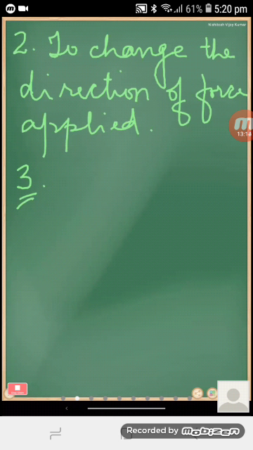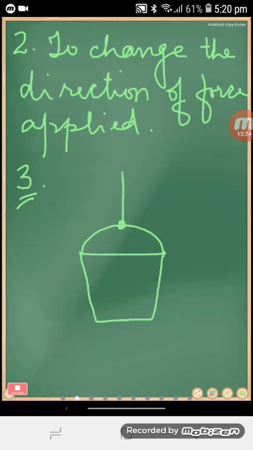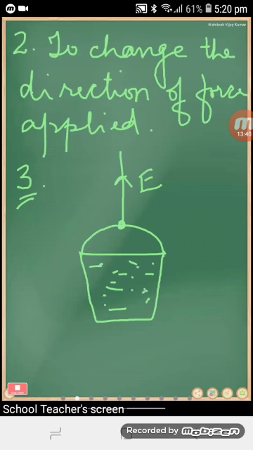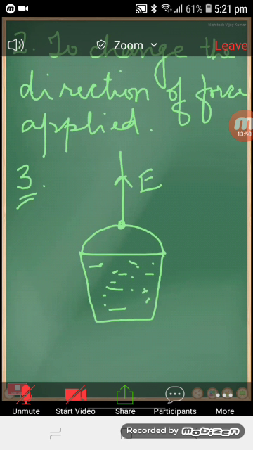One is that you directly pull the bucket using the rope. This is the rope, and you are directly pulling the rope. Here when you are applying the effort, you are applying it in upward direction, and you will find it difficult to lift the water directly. So sometimes we use a pulley. That is also changing the direction.